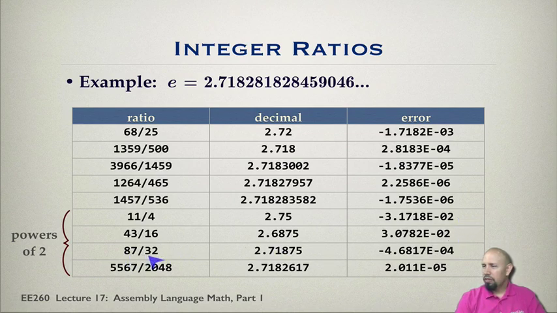Here's a ratio that involves two fairly simple numbers, and you can see it's definitely getting closer, 10 to the power minus 4. And here's another ratio that gives me an error of 2 times 10 to the minus 5. So we can get good approximations. In general, that will require larger integers to work with.